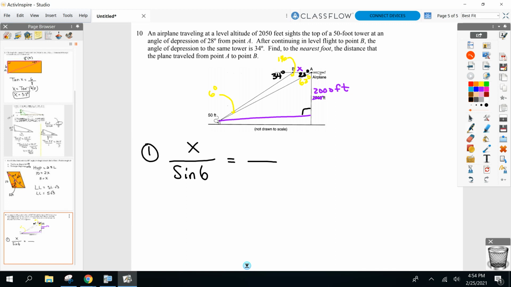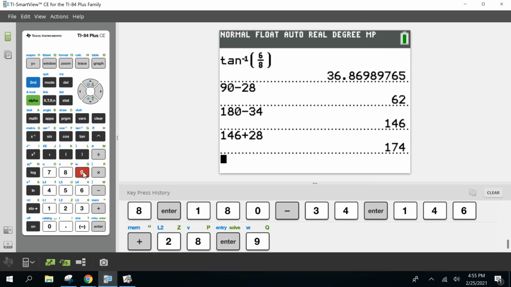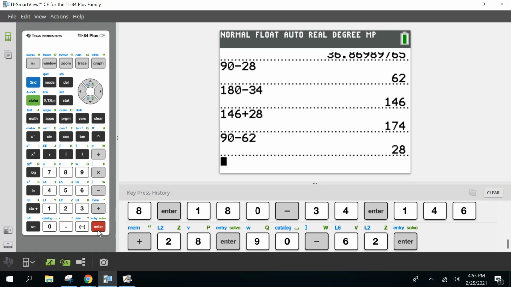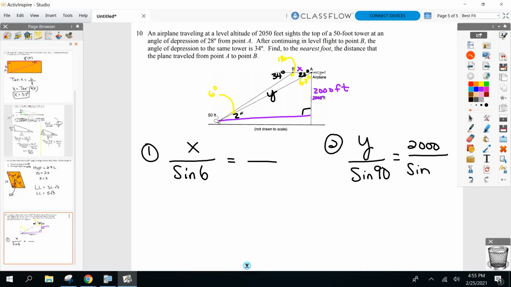So what I'm going to do is find this side right here, y, by using the other triangle next to it. So I'm going to do another law of sines. Take a peek. Y over the sine of 90 equals 2,000 over sine. I didn't calculate that angle, did I? 90 minus 62, 28 degrees. Over sine of 28.